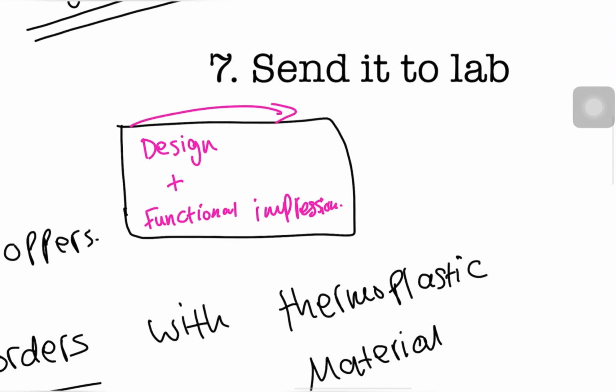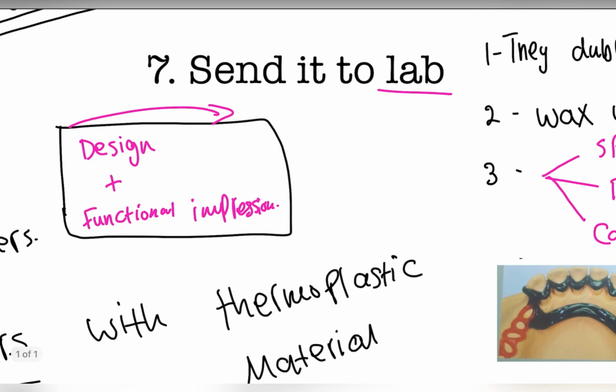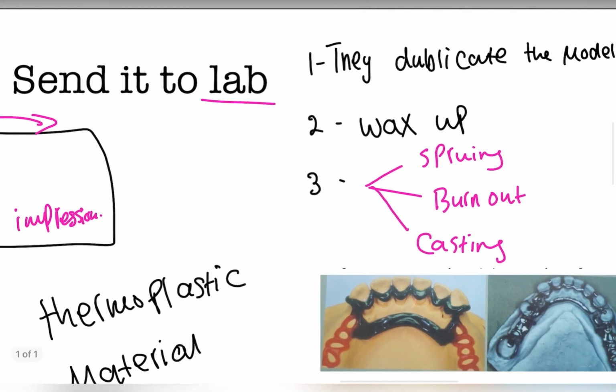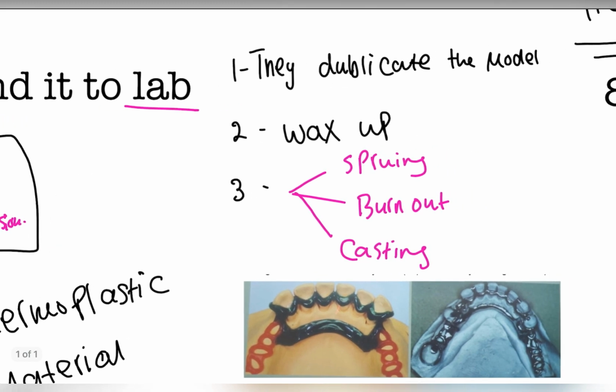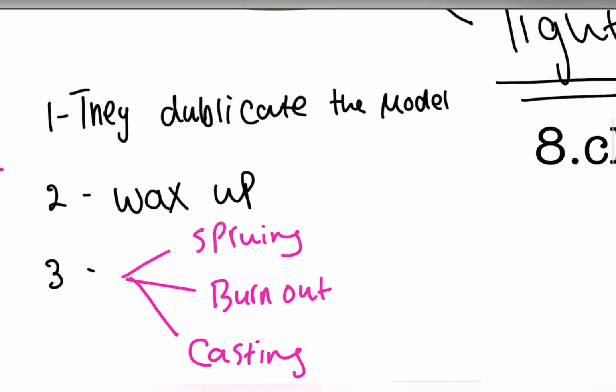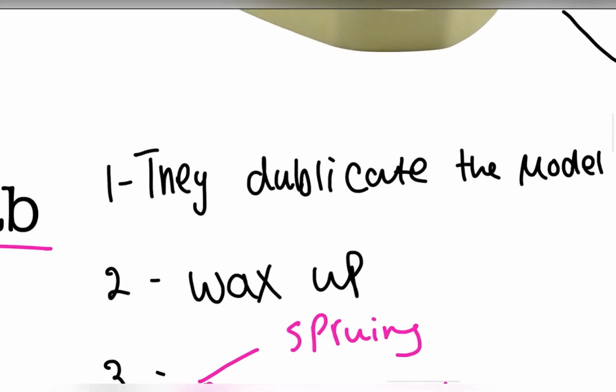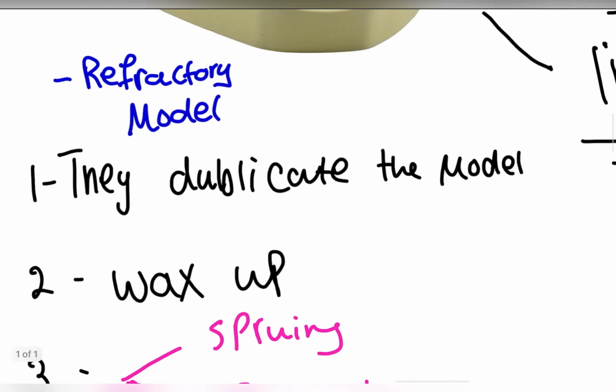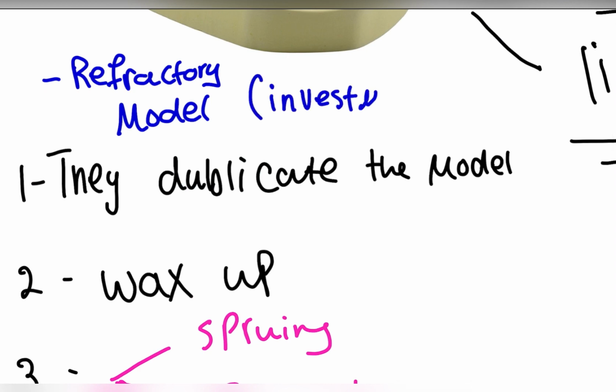So, woof, we send it to the lab, and there's a lot of details in the lab that happen at this stage. But what they do is that they duplicate the model, which is also called the refractory model. I'm going to write it down here. So basically, they use an investment material because it can withstand the heat. And that's the whole point.